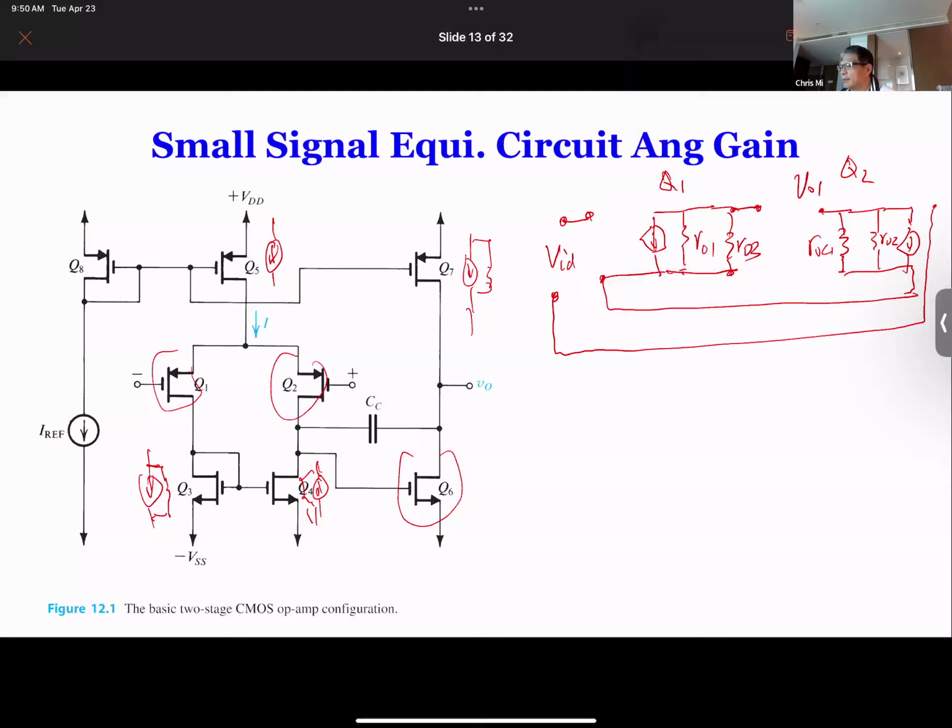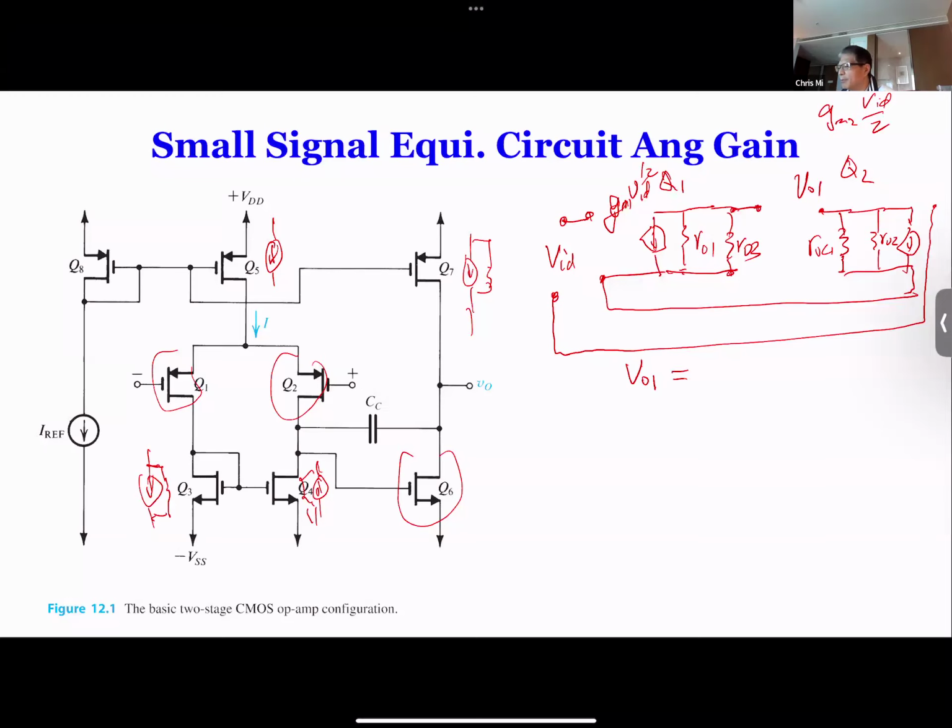If you do this circuit, you can easily identify that this is GM1 times VID. Then here will be 1/2 VID, and this here will be GM1 times GM2 times 1/2 VID. Then you can easily find that VO1 is really just minus GM1 or GM2 times RO1 in parallel with RO3, and also equal to GM2 times RO2 in parallel with RO4. So that's your first stage, very simple.